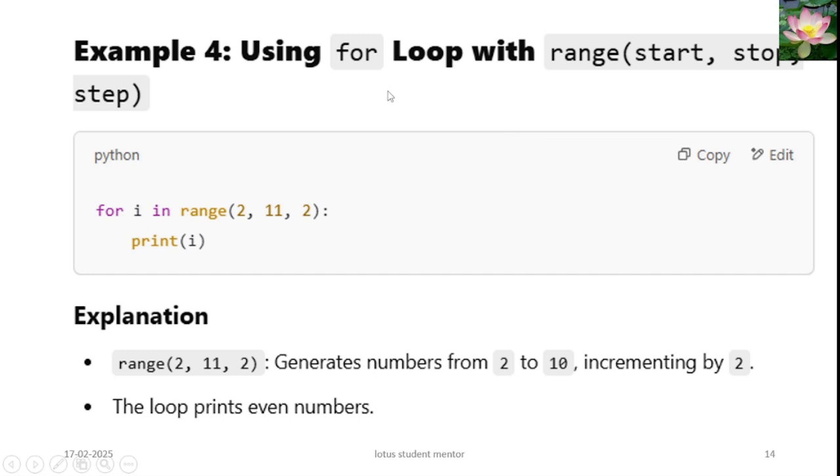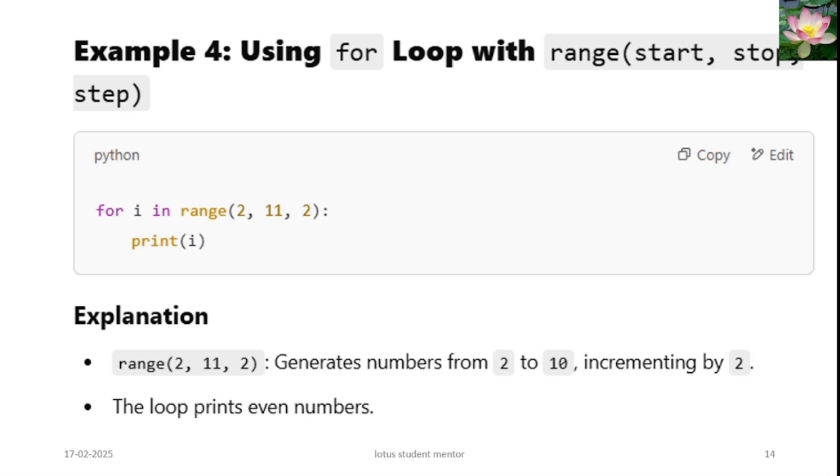In the previous video, part 1 of the for loop video, we have studied 3 cases. Case 1 is over a range, another is over a string, and a third one is over a list. Now in these examples we are going to study, there are 3 examples.